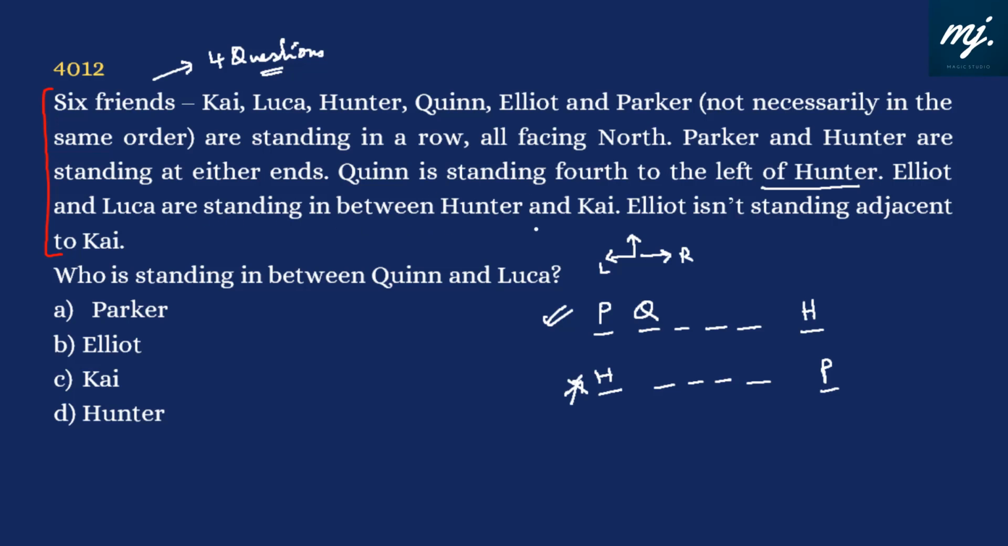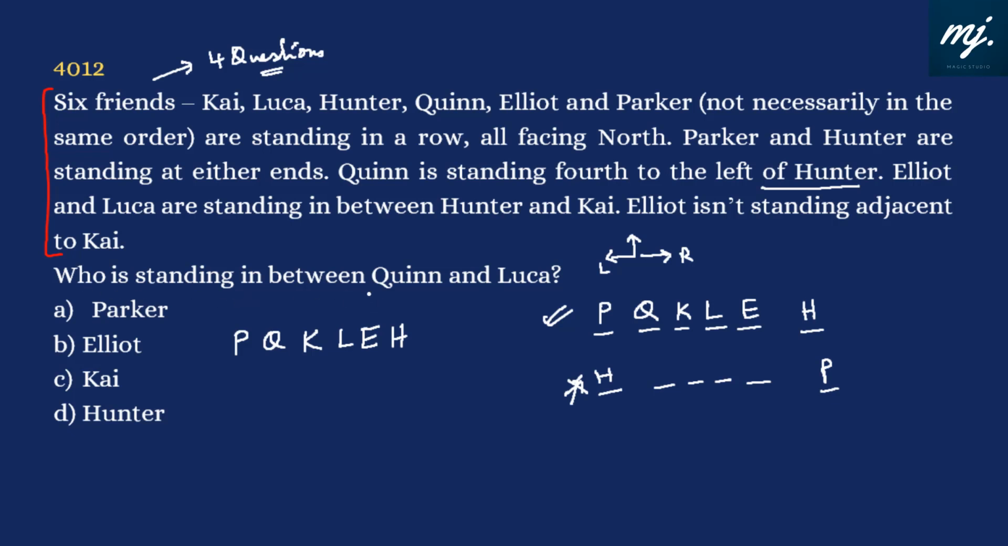Elliot and Luca are standing in between Hunter and Kai. Between Hunter and Kai, 2 other people are also there. That means K is at the 3rd position from Hunter. And now these 2 positions are taken up by Elliot and Luca. Elliot isn't standing adjacent to Kai. Elliot is not here. So E should be here and this place should be taken up by L. So our order is P, Q, K, L, E, H. Now we can answer all the 4 questions in no time.